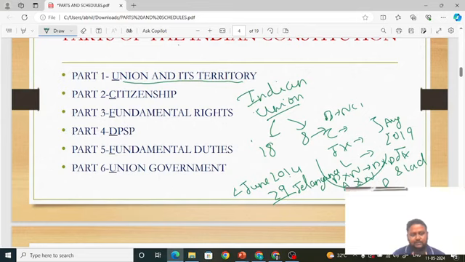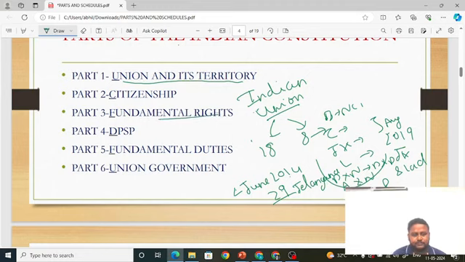So part 2 deals with what? Part 2 deals with citizenship. Okay friends, part 2 deals with citizenship. And when it comes to part 3, very important, part 3 deals with fundamental rights. Part 3 deals with fundamental rights, very important friends. This has been asked many times in the examination. That is, fundamental rights are included in which part of the constitution? It is included in part 3.